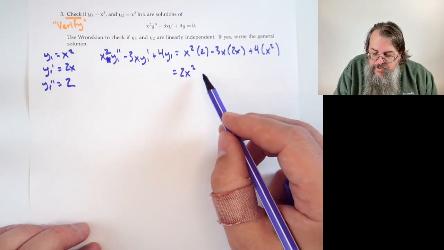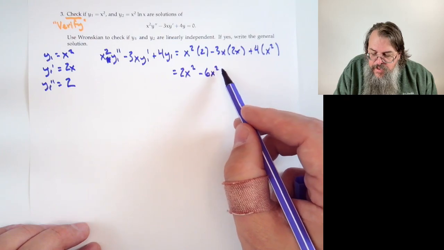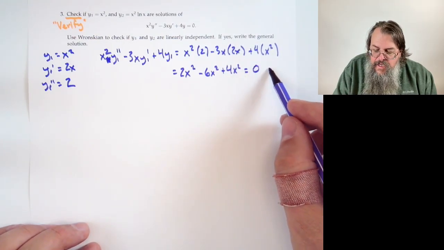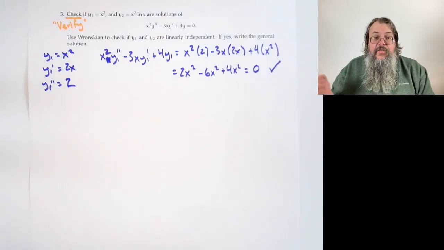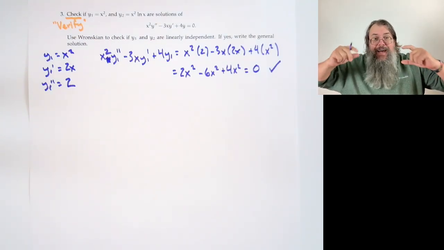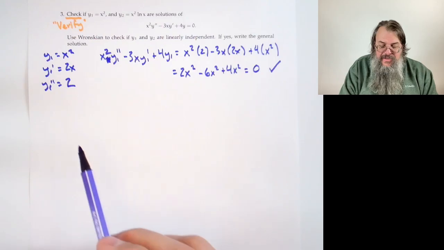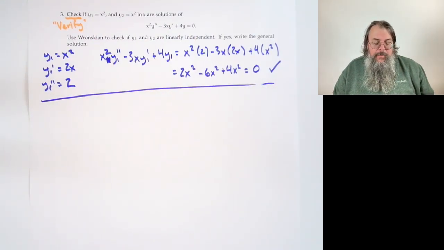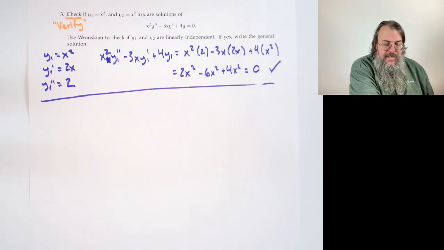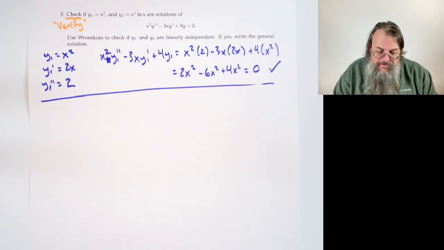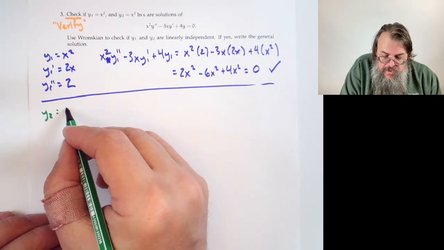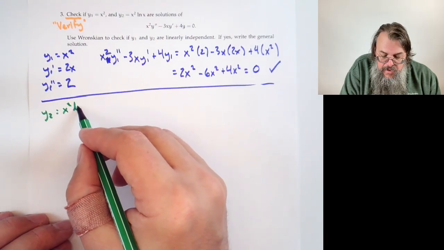All right, so 2x squared minus 6x squared plus 4x squared equals 0. And that's it. That's the verify. See, we're not asking for a lot. You just plug it in and make sure it works. But, of course, that's just one function. There's a second function. So we go to our second function, y2, x squared log x.